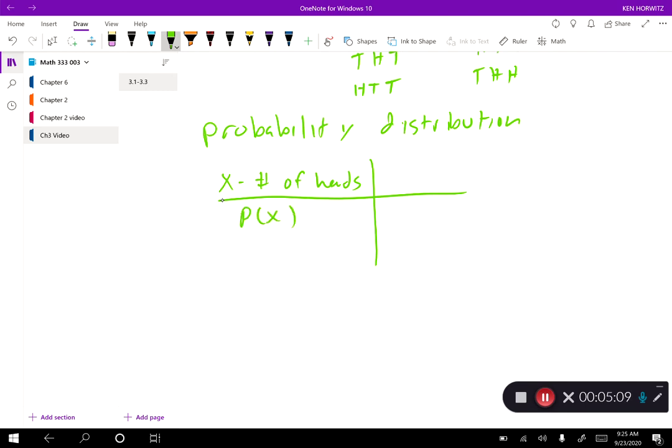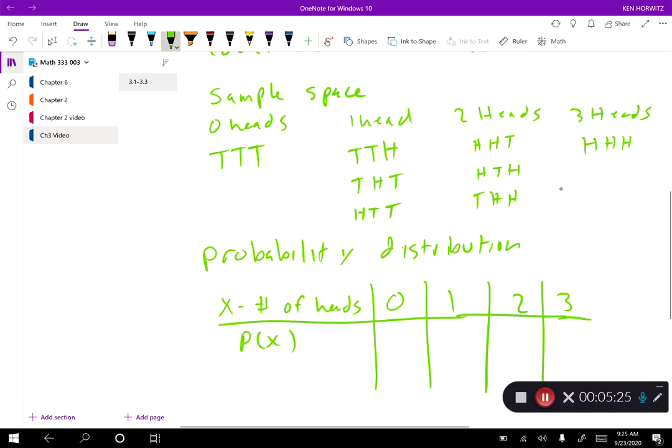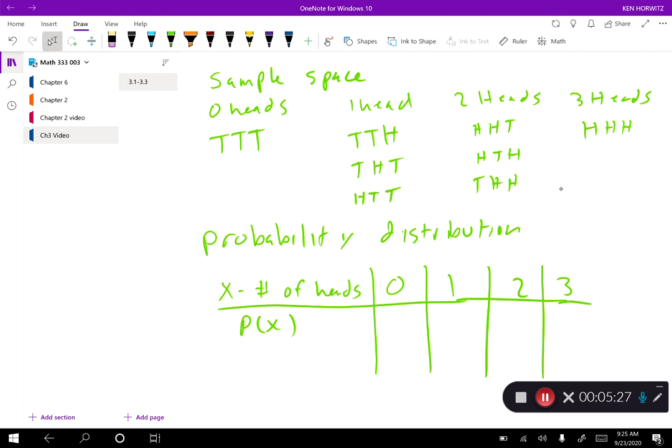So if I say x is the number of heads, just like our last example, I could have 0 heads, I could have 1 head, I could have 2, or I could have 3. Now let's take a look at the sample space. How many total do I have in my sample space? I have 1, 2, 3, 4, 5, 6, 7, 8.